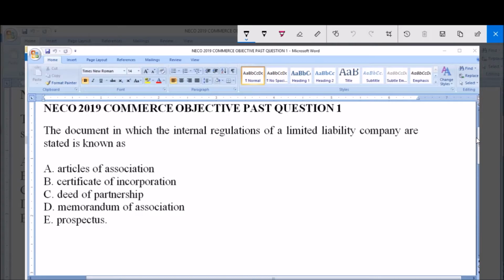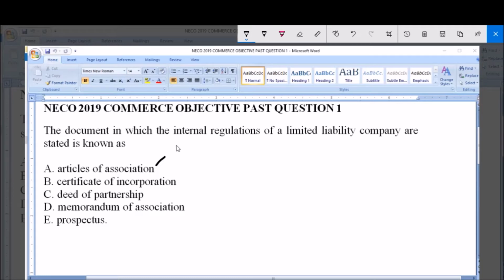The document in which the internal regulations of a limited liability company are stated is known as A. Articles of Association, B. Certificates of Incorporation, C. Deed of Partnership, D. Memorandum of Association, E. Prospectus. So let's take a look at each of the options to see which one best suits this description given to us in the question.